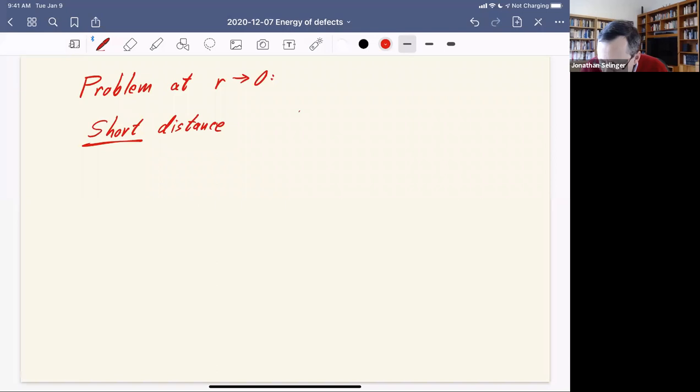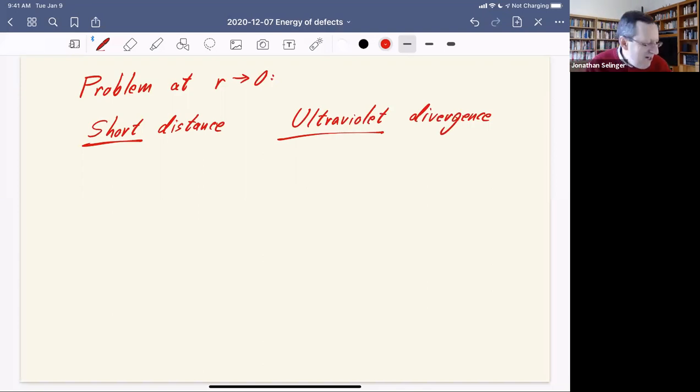And it is called an ultraviolet divergence. Why ultraviolet? Well, I guess that's just because ultraviolet light is a shorter wavelength than visible light, and so this is a short distance sort of issue. And so people say ultraviolet.